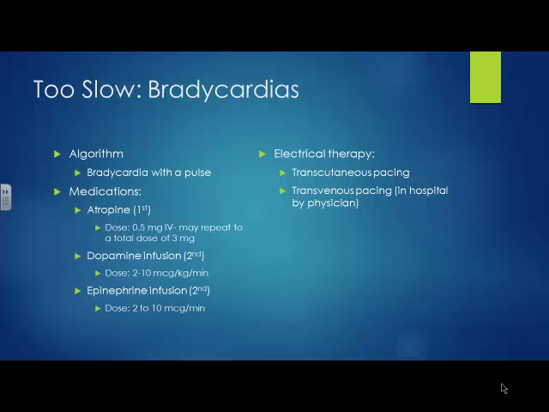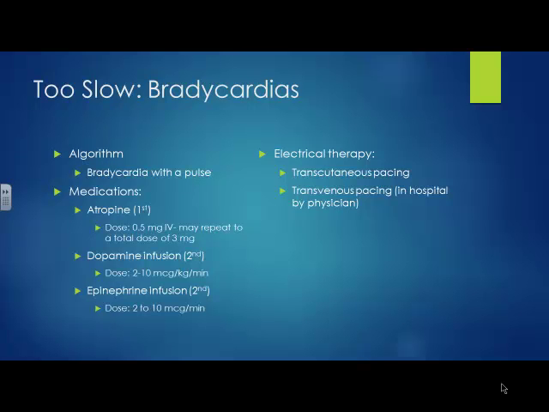To speed up. All right? So your dosage of atropine is 0.5 milligrams with a max dose of 3 milligrams. Now, pharmacologically, if we follow the algorithm and they are refractory or not responding to atropine, then we can go with dopamine.